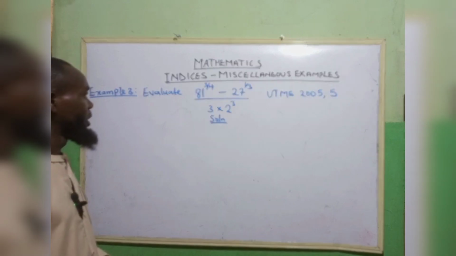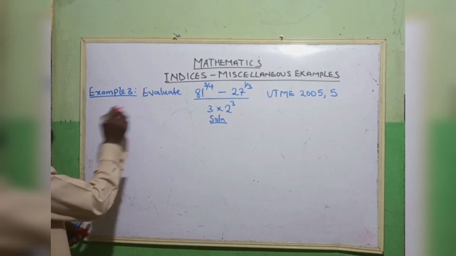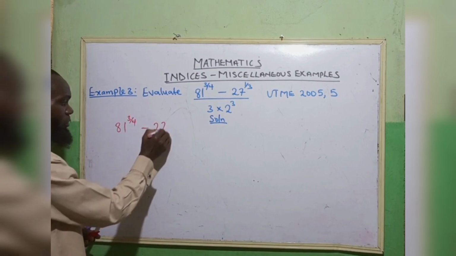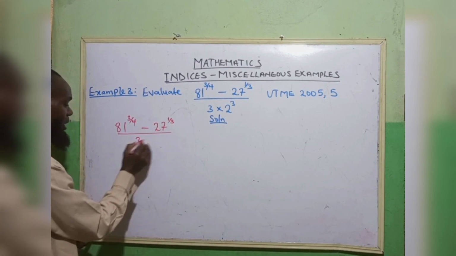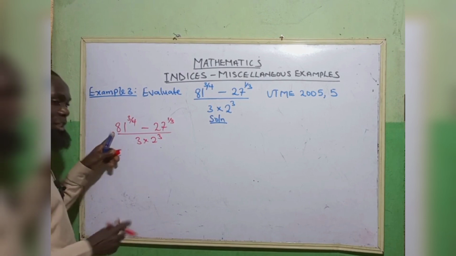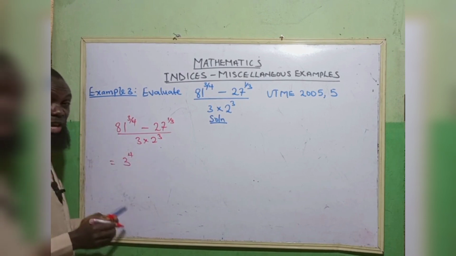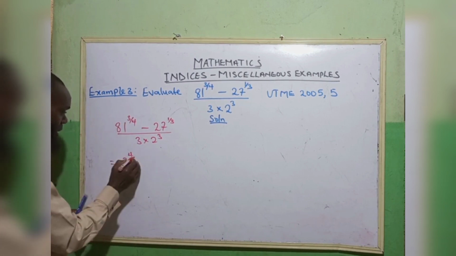Example 3. Evaluate 81 raised to power 3 over 4 minus 27 raised to power 1 over 3, divided by 3 times 2 raised to power 3. Now here, I can express 81 as 3 raised to power 4. That's 3 times 3 is 9, 9 times 3 is 27, 27 times 3 is 81.